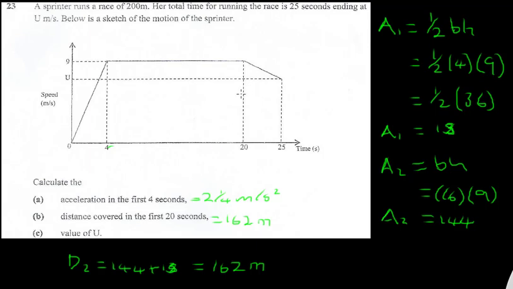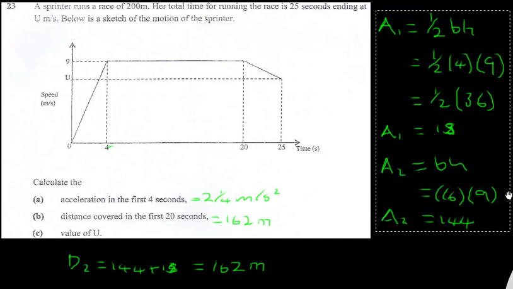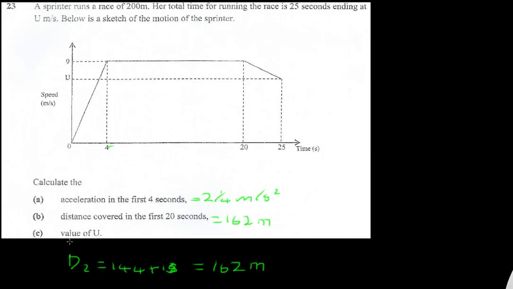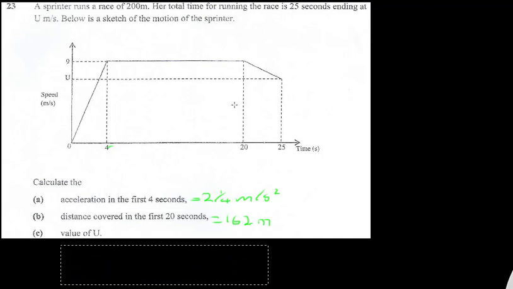And the value of u, where is u? There is our u. Okay, so let's create space first, and now let's brainstorm. Let's think of how we can get the value of u.